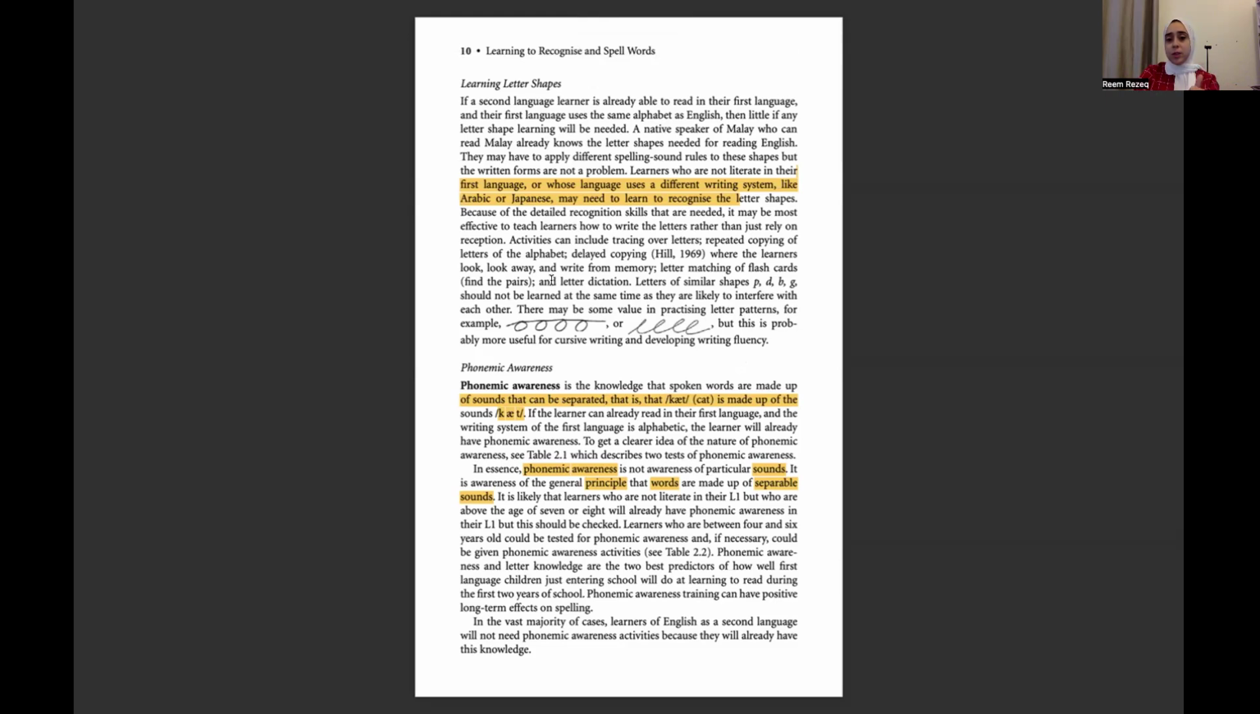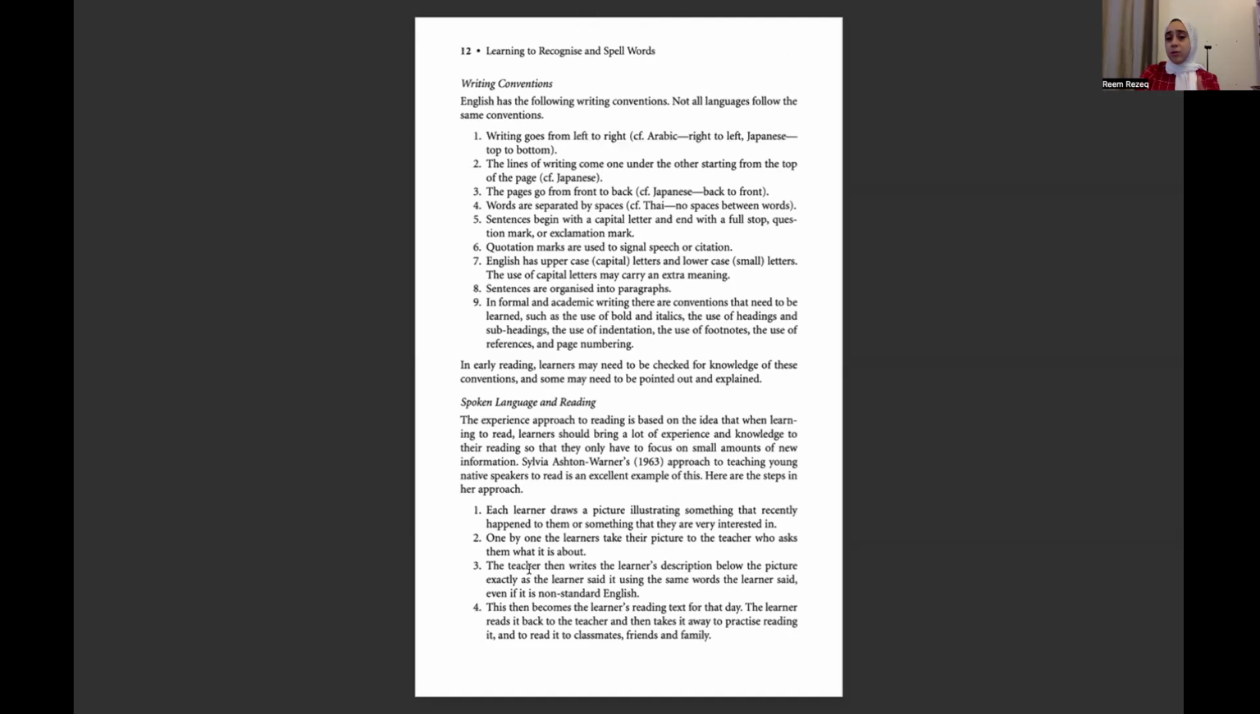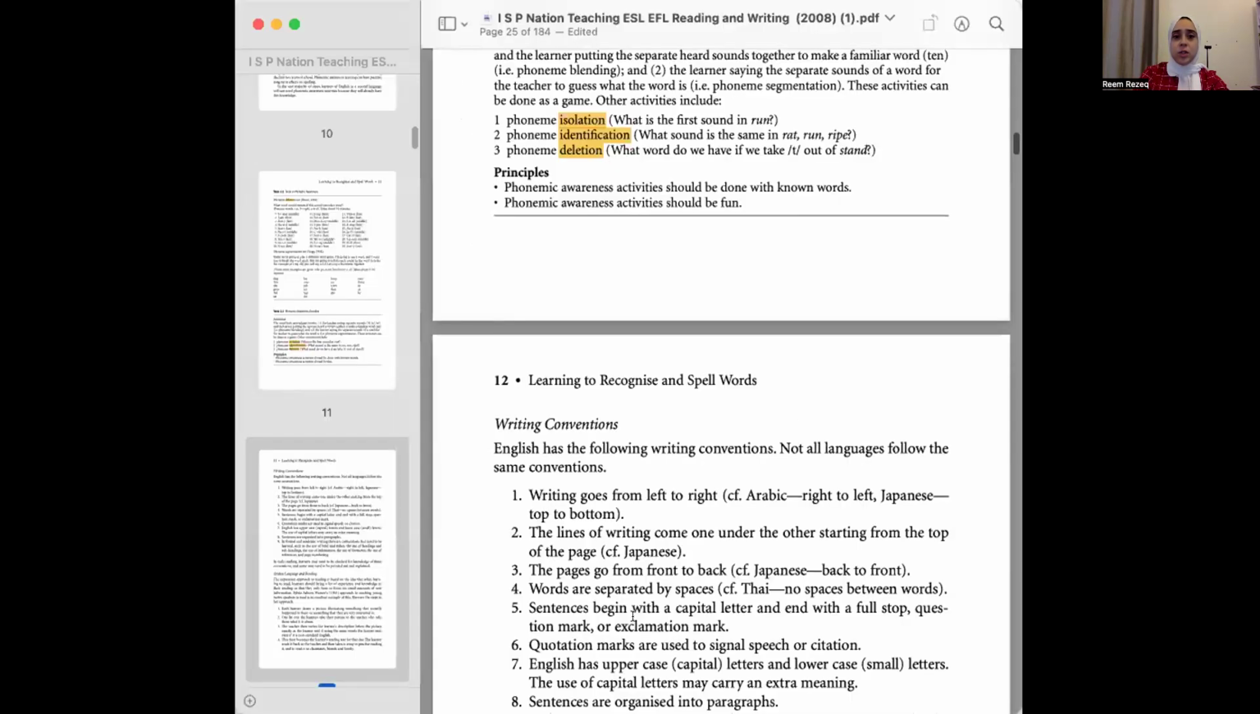It's not awareness of particular sounds. It's also awareness of a general principle of separable sounds. And we also provide many activities focusing on deletion: isolation, phoneme identification, phoneme deletion. All these things we can involve in the activities to make them more enjoyable and active. We stopped here, and today, inshallah, we're going to focus on writing convention.